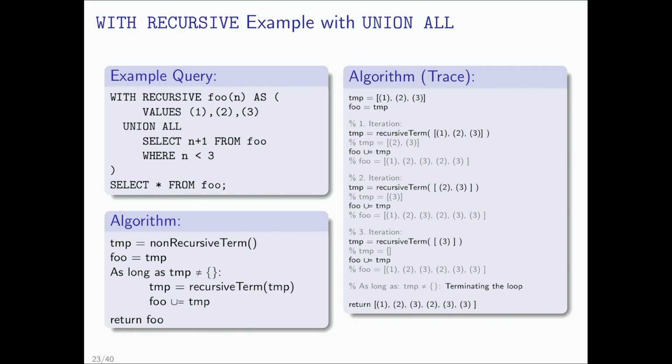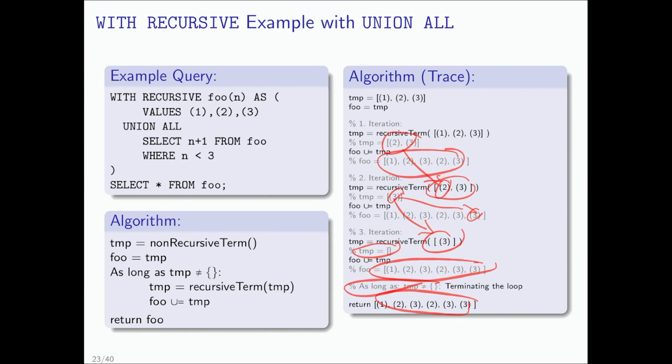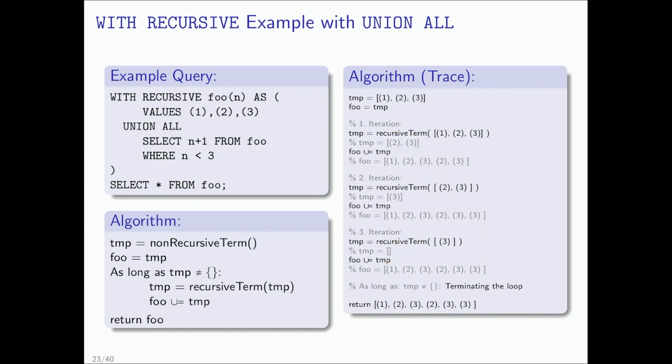So now we have this sequence. We enter the recursive term with the previous result of temp, that's 2 and 3. Only 2 qualifies, that will be output as 3. 3 is going to be appended here. So we enter the recursive term with 3, because that's that one. Okay, 3 is not strictly smaller than 3, so nothing is going to be returned. So that is our final foo. The loop terminates, and that is the result. Okay? That's how this works in SQL.